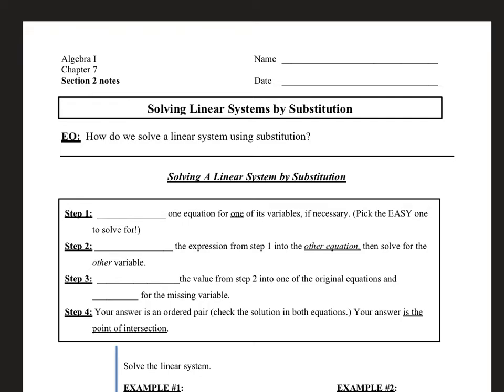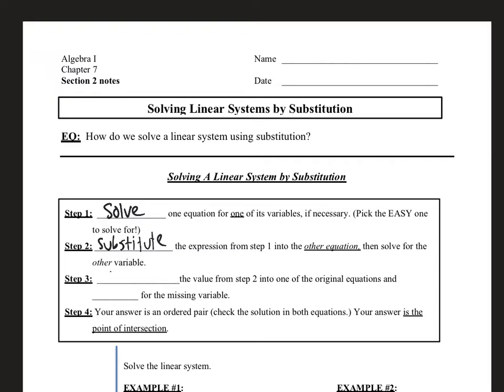So the name of the lesson in 7.2 is solving linear systems by substitution. Our central question is, how do we solve a linear system using substitution? All right, step one is to solve one equation for one of its variables if necessary, and you want to pick the easy one to solve for. Pick the easy one to solve for. Okay? Step two is to substitute. Substitute the expression from step one into the other equation, then solve for the other variable.